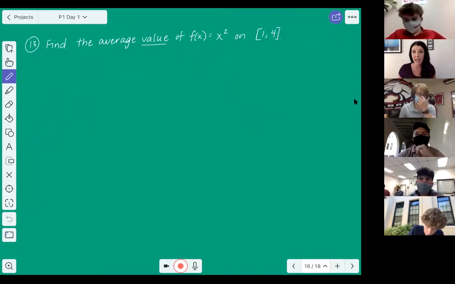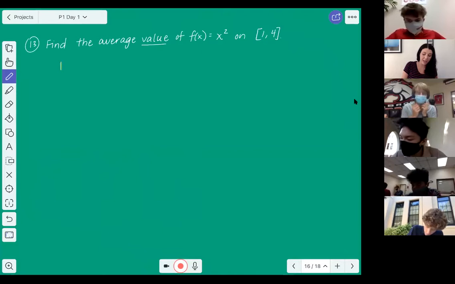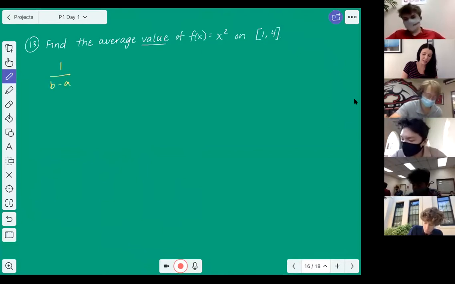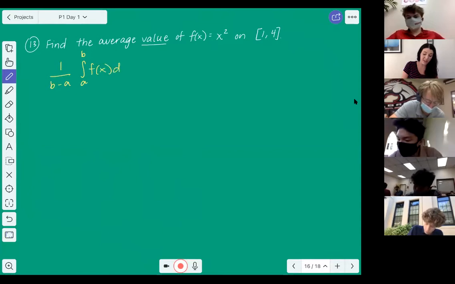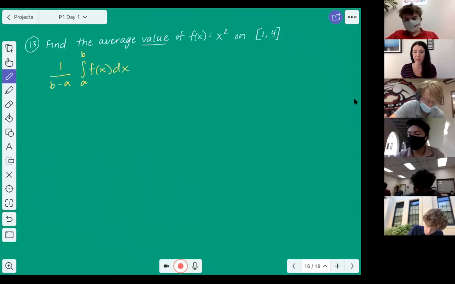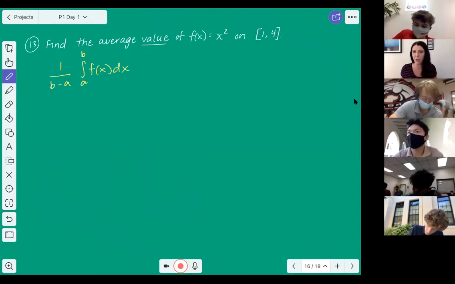So I'm going to choose the exact same function and the exact same interval, but we're going to find a very different thing. Average value of f of x equals x squared on 1 to 4. Again, the basic equation here is 1 over b minus a, the integral from a to b of f of x dx. I would write that down, even though you just wrote it down, just to make sure that you have it. The more you write down and practice that basic equation, just like f of b minus f of a over b minus a, the more comfortable you're going to be utilizing it.